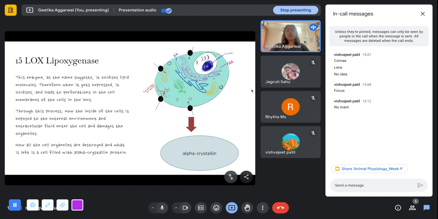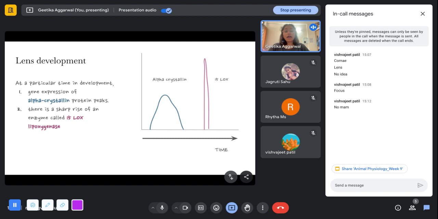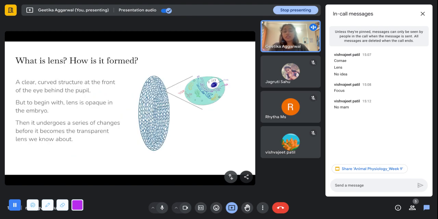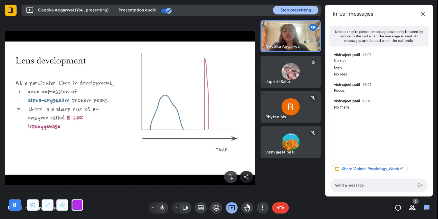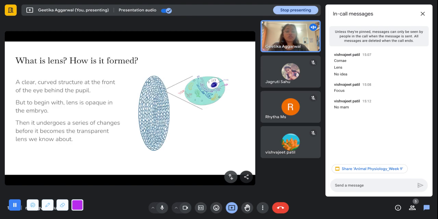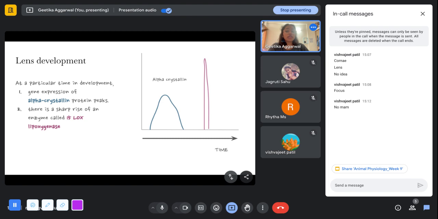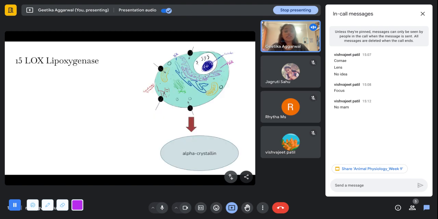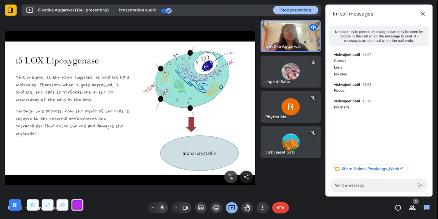So, to just summarize again, basically, you have a lens. It is full of cells, and all of these are normal cells with all of their organelles, and the lens is opaque. Then there's a sudden increase in the expression of alpha crystallin protein, and then in the expression of the enzyme 15-LOX lipoxygenase. This enzyme destroys the cell membranes of all of these cells, and the extracellular fluid enters into the cell and destroys the organelles, and the cell gets filled up with alpha crystallin protein, and that is how the lenses become transparent, because this protein is transparent and it is soluble in water.